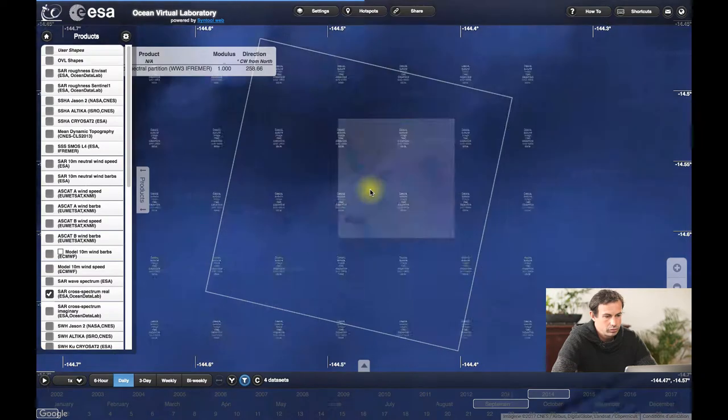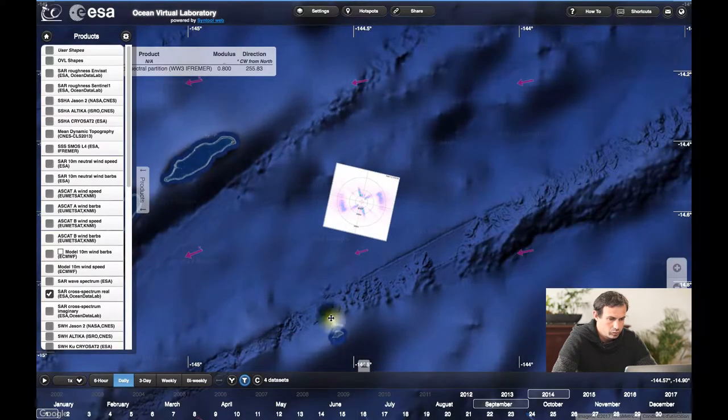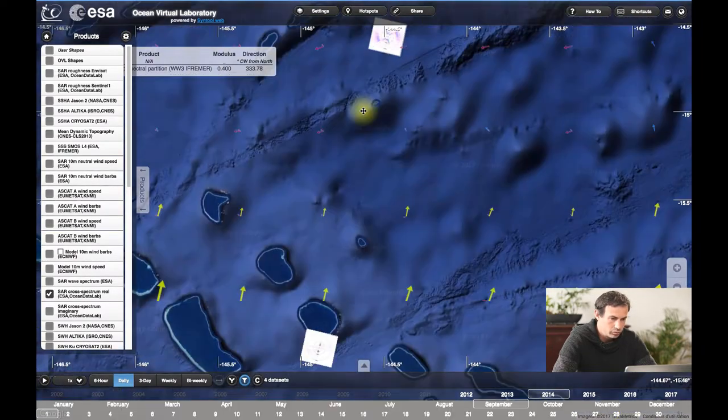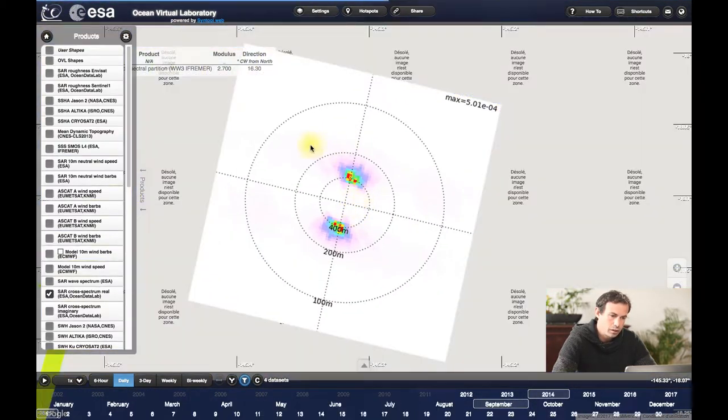So here is the spectrum for this image, where we see the direction and the wavelengths. The closer you are to the center, the longer the wavelengths. And you see very distinct directions of the waves. Whereas if you are before reaching the islands, you obtain a quite different spectral pattern, where you have pretty much all the directions that are continuous in a big swell system pattern, and not scattered like after the islands.